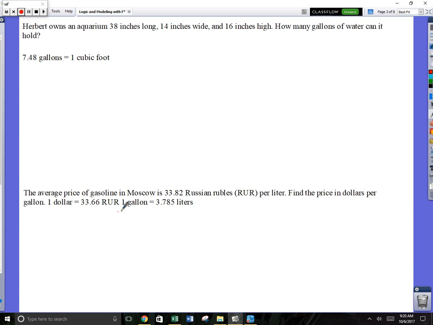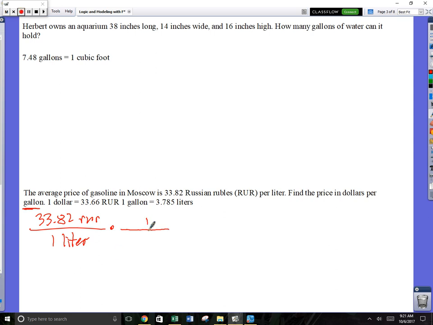Okay, the average price of gas in Moscow is 33.28 Russian rubles per liter. Find the price in dollars per gallon. So here we go. I'm gonna go 33.82 rubles per 1 liter. So let's find the price in dollars per gallon. So doesn't matter, you either change rubles to dollars or gallons to liters. So I'm gonna change my liters to gallons. So here we go. I'm gonna times this.